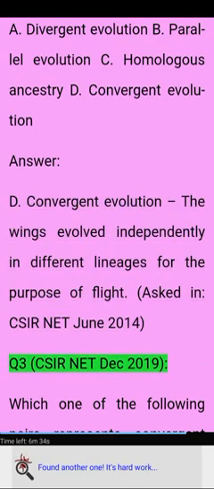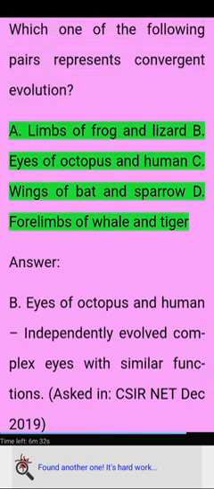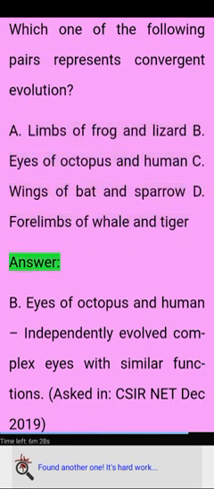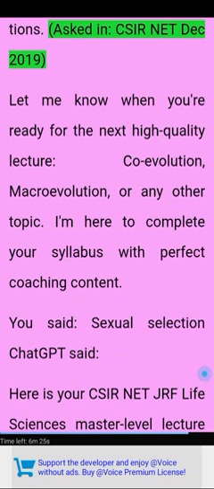Q3, CSIR-NET December 2019. Which one of the following pairs represents convergent evolution? A, limbs of frog and lizard; B, eyes of octopus and human; C, wings of bat and sparrow; D, forelimbs of whale and tiger. Answer: B, eyes of octopus and human, independently evolved complex eyes with similar functions. Asked in CSIR-NET December 2019.